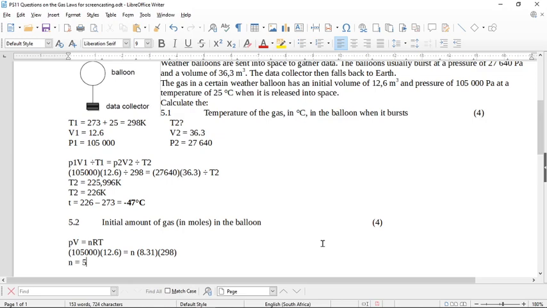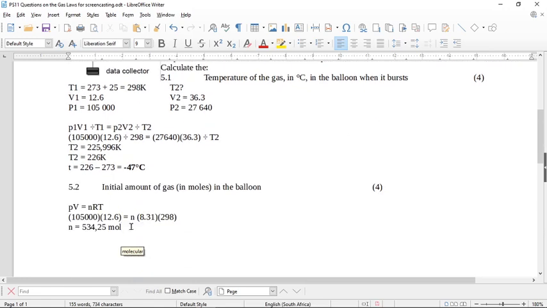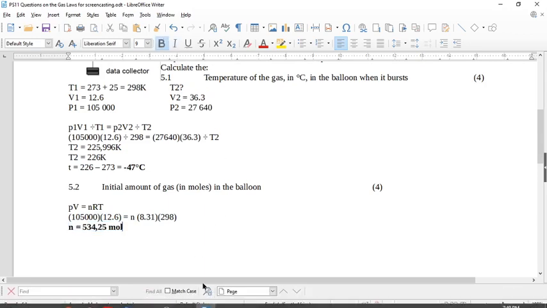I've got something like n equals 534,25 moles. That really looks like a lot of gas, but it's not a surprise, because have you looked at the volume of this? I mean, there's like 1,000 cubic decimeters in a cubic meter, so really this is a massive amount of gas. So it's not a surprise that there's a lot of moles. And that should be your final answer.